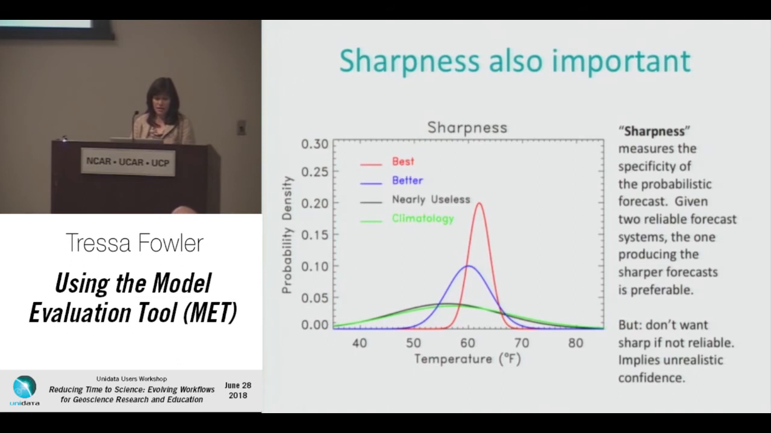And then this is just a slide about sharpness. Sharpness is a function only of your forecast, and so you can get at this by just looking at the distribution of your forecast values. But of course, sharpness is only good if you've already got accuracy. If you have a very sharp forecast that's very wrong, you probably need to change your forecasting system.